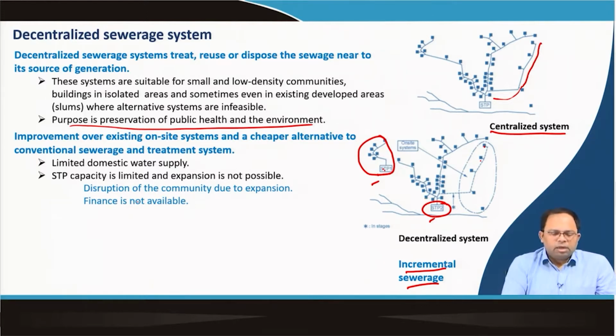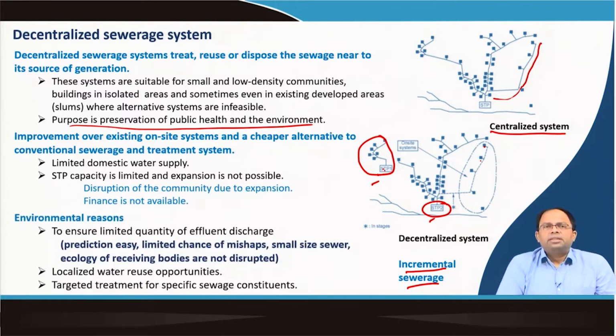Or maybe there is disruption of the community due to expansion, or finance may not be available to do so much construction. So there could be many reasons why communities go for these decentralized treatment systems. Then there could be environmental reasons as well, to ensure limited quantity of effluent discharge. That means we want to treat the sewage locally and then reuse it for some purpose over here, and that will reduce the total discharge from the STP. So if I want to reduce the discharge of effluents, that is one way to go for decentralized treatment.